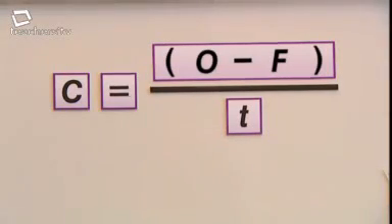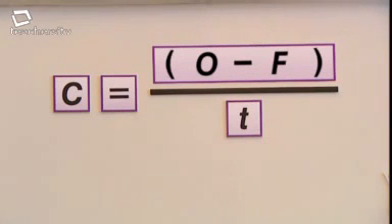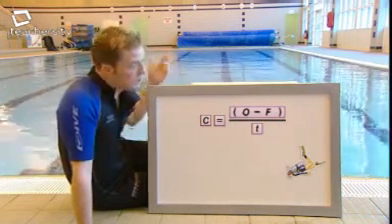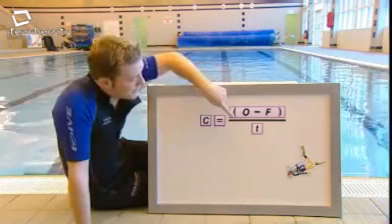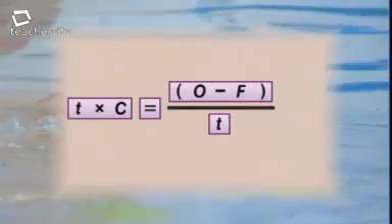To work out F, I need to make it the subject of the formula. The question is, what do I do first? When C was the subject, and I knew F, I first subtracted F from O, and then divided by T. The key to rearranging is to work backwards. The last thing I did was divide by T, so this is the first thing I'll deal with. The inverse of dividing by T is multiplying by T. Now remember to do the same to both sides.